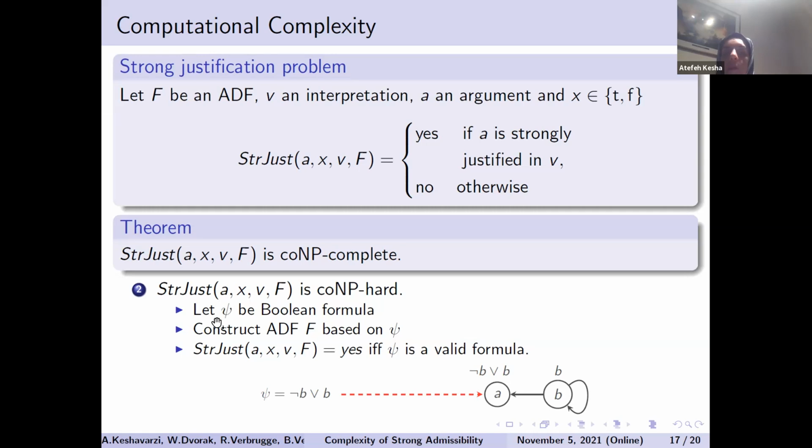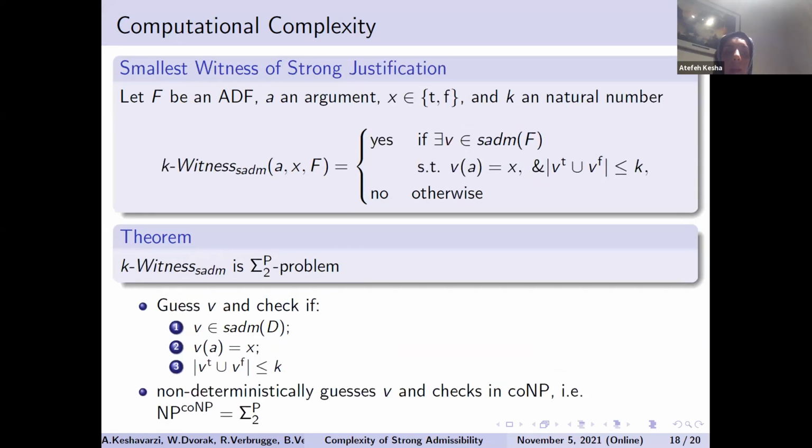We choose a propositional formula, and we show that this decision problem answers yes if and only if this psi is a valid formula. And as the last decision problem, we defined the smallest witness of a strong justification. Here we have an ADF as an input, an argument, and its truth value. Further, we have a natural number k as an input of this decision problem.